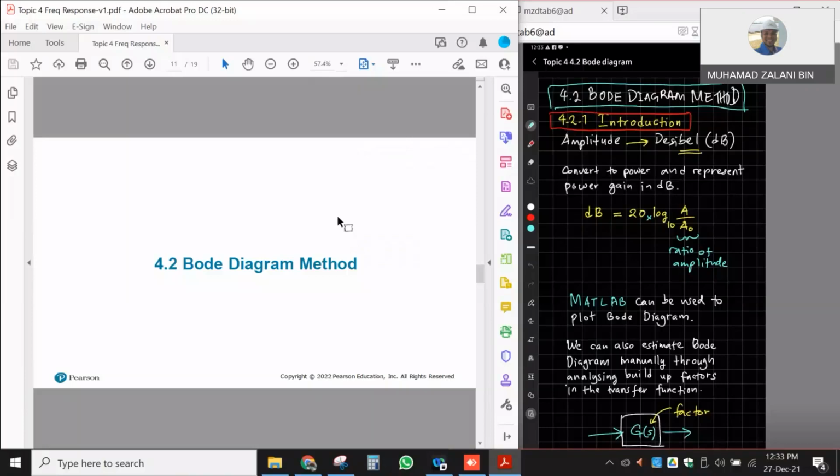So in this session, I will continue on the second section of topic 4, the Bode diagram method. In this second section, we have a few subsections, starting from the introduction of the Bode diagram method. We can use the Bode diagram to represent the plot of magnitude or gain, and also the corresponding phase angle of the output or response of the system when we excite the system using a sinusoidal waveform.